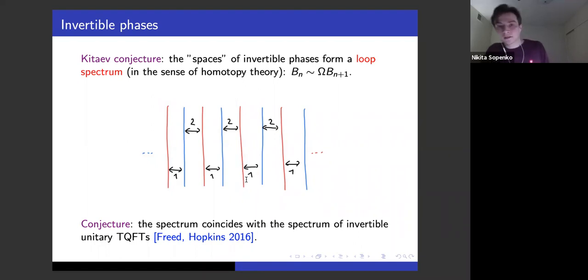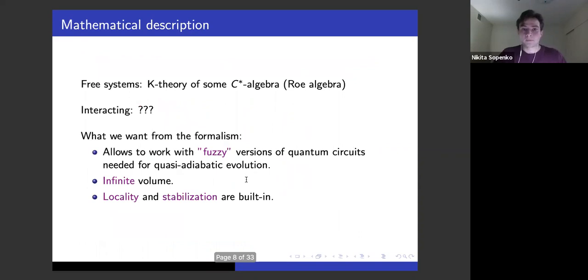There is actually a conjecture for this loop spectrum, how it should look, by Freed and Hopkins, that it should be described by some unitary topological quantum field theories, which were characterized in this work. And we can hope to try to prove this conjecture for lattice systems. As I said, for free systems, we more or less understand what's going on. Free systems are classified by K-theory of some C-star algebra. But for interacting systems we don't know.